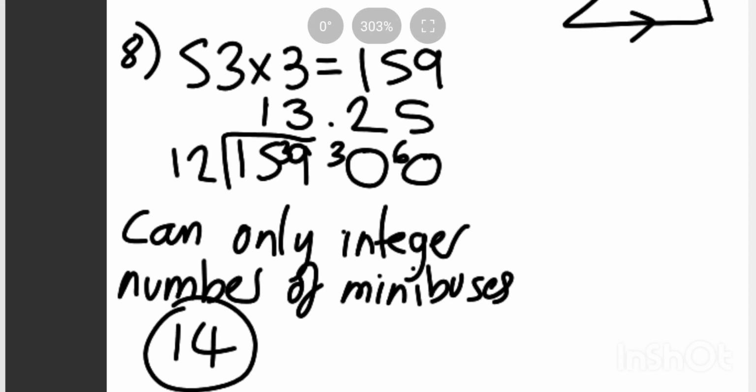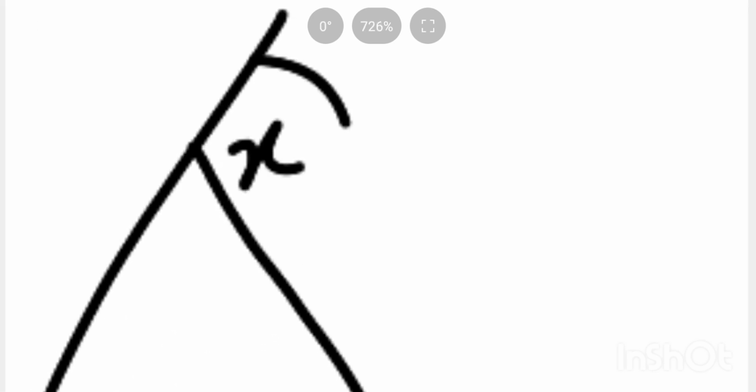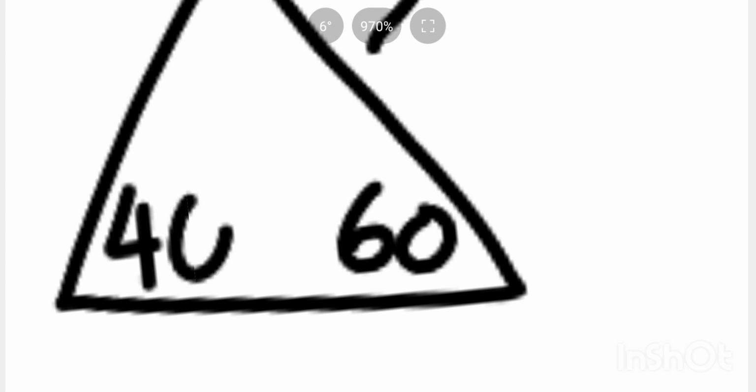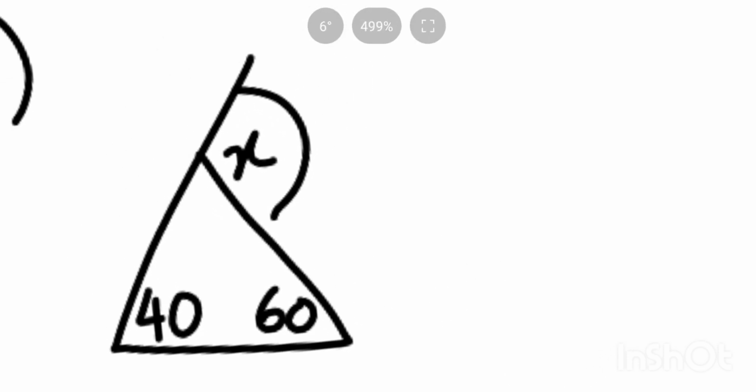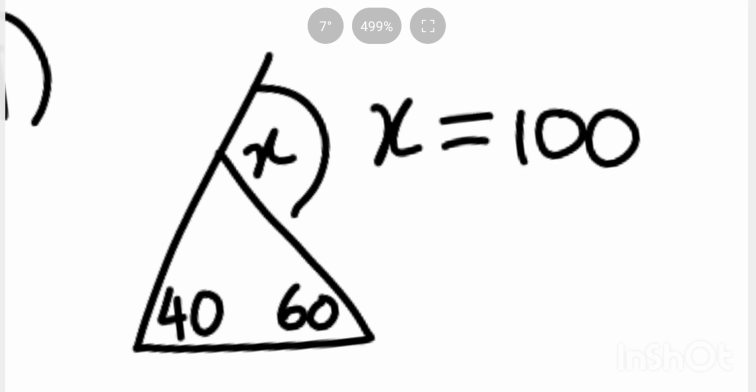So question 9. One side of a triangle is extended. Circle the size of angle x. So if we just draw this out, this is angle x. This angle here is 60. This angle here is 40. So the answer is going to be 100, because angles in a triangle add up to 180.